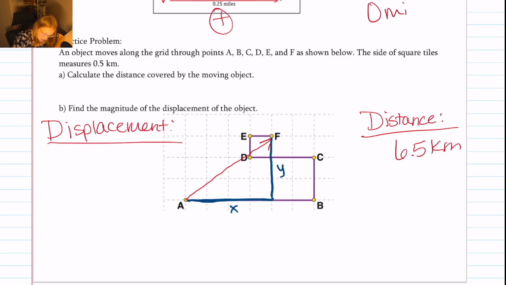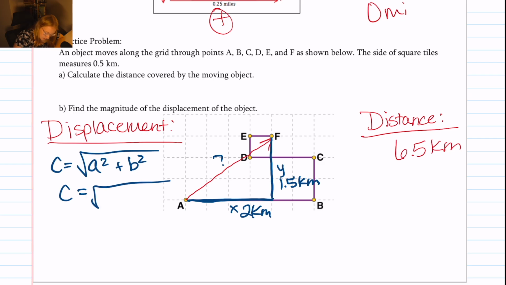We can figure out what the actual distance of x and y are, so let me mark that. It looks like my x side is 2 kilometers, and my y side is 1.5 kilometers. And I need to know that hypotenuse to figure out the total displacement. So for that displacement, I have the hypotenuse missing, and I don't have an angle. If you don't have an angle, you really need to use the Pythagorean theorem. So I'm going to do a squared plus b squared. Doesn't matter which side is which. So I'm going to do the square root of 2 squared plus 1.5 squared. Oh, let me see. Oops. Messed that up.